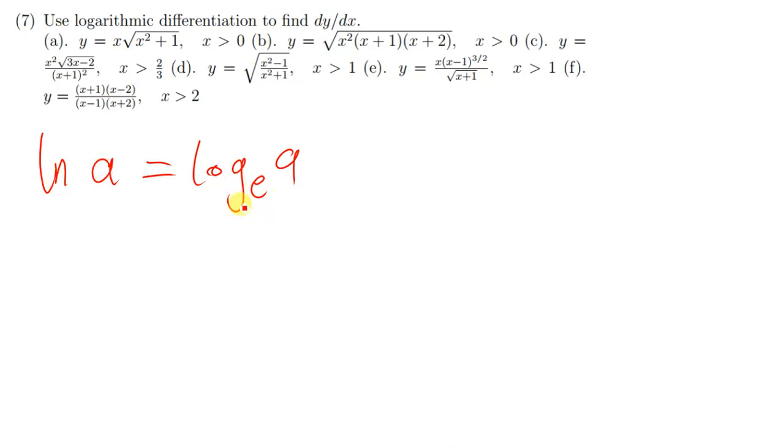This is what we are seeing here. This is what we call ln a. So ln is simply just a special logarithm. It's also a log. Okay, so let's quickly begin to solve this. The first question is asking us to find dy/dx of this function here.